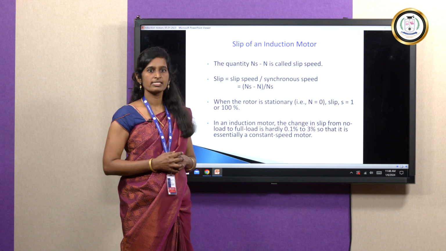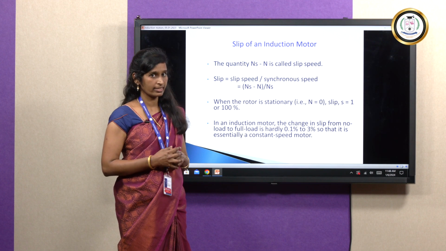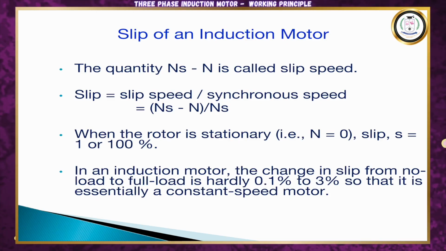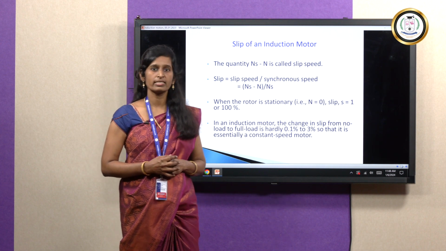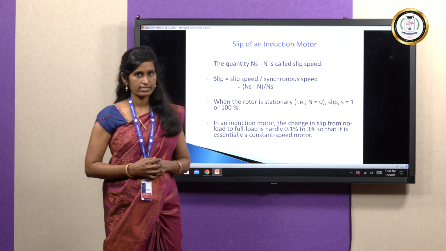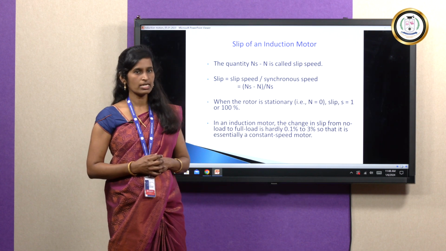At synchronous speed condition, which will never be attained in an induction machine, slip will be equal to Ns minus Ns divided by Ns, which is equal to 0. The induction motor will never attain slip as 0. The induction motor slip will always be greater than 0 and it will reach up to 1.